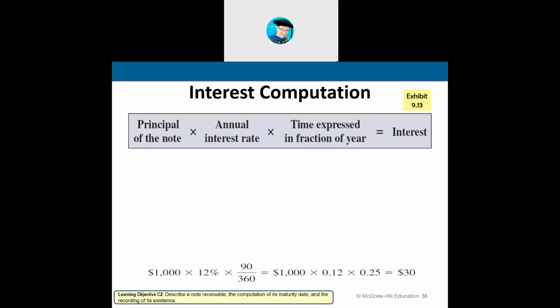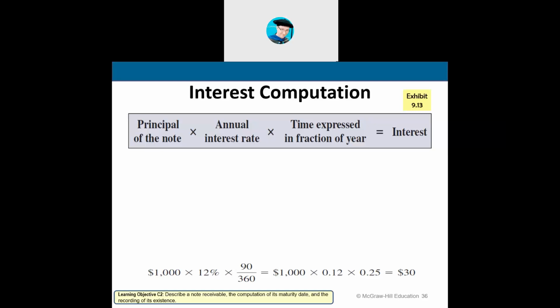Okay, here's how it looks, toward the bottom of the slide. Principal is $1,000. The interest rate is 12%. The fraction expressed in a year is 90 days divided by 360. Now I can already hear you, Dr. B. There's 365 days in a year. I know that. You know that. There are 360 banking days in a calendar year. That's why we use 360 in accounting. So 90 over 360 banking days in a year.